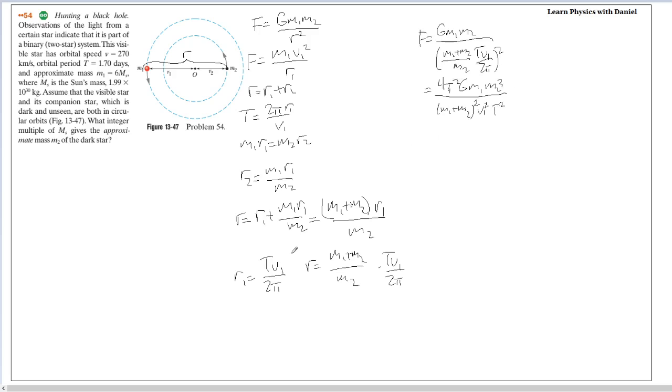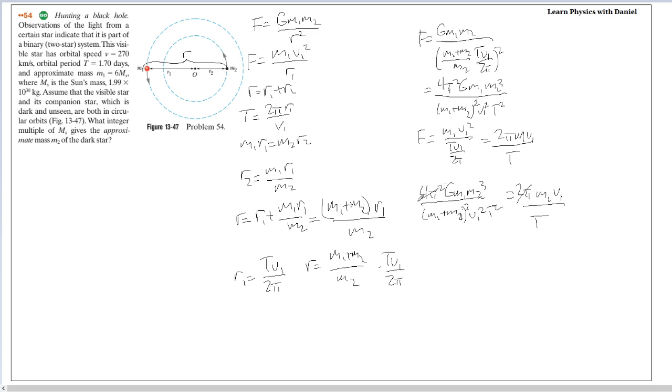Alright, so we got this value for r1 earlier, which we can plug into our centripetal equation to get that F also equals m1 v1 squared over T v1 over 2 pi, which equals 2 pi m1 v1 over T. So now we can set these two different expressions for force equal. So we have 4 pi squared G m1 m2 cubed over (m1 plus m2) squared v1 squared T squared, which equals 2 pi m1 v1 over T.